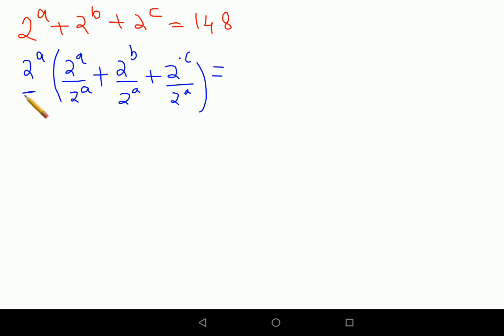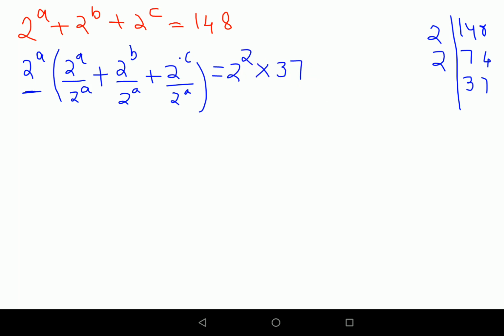Now, the entire bracket is getting multiplied by a power of 2, so let's try to factorize 148 in terms of 2. 148 divided by 2 leaves 74, and then again 37. So this can be written as 2^2 into 37. If you look closely, here also you have 2 raised to something, and here also you have 2 raised to something.